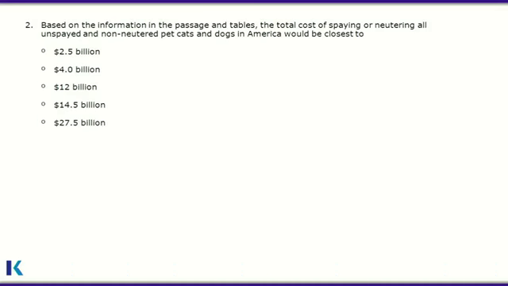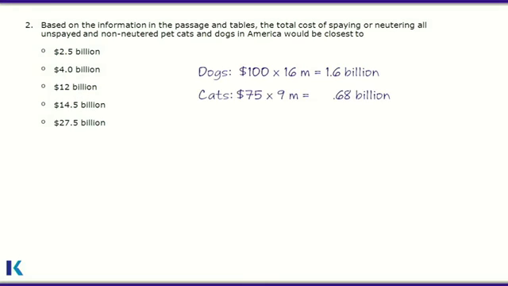So at $100 each, it will cost about $1.6 billion to spay or neuter 16 million dogs. At $75 per cat, it'll cost $675 million, or about $0.68 billion, to spay or neuter 9 million cats. The combined cost of spaying or neutering all unspayed and non-neutered dogs and cats is therefore about $2.3 billion.